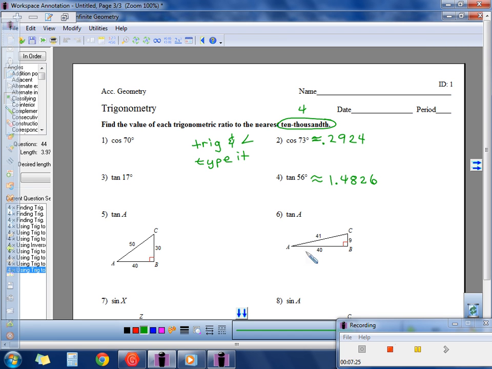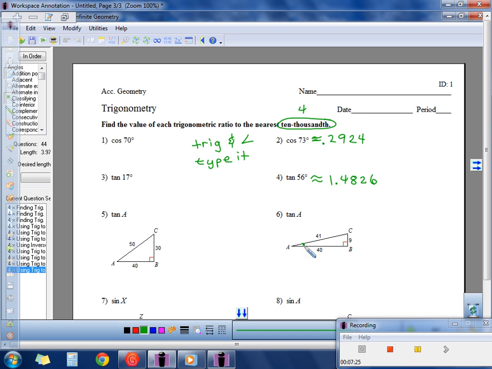Now down here on number 6, it's different. Number 6, they don't tell you tangent and an angle, so you can't type this straight in. So what we're going to do is label the triangle like we did earlier. First thing you got to focus on is an angle, and it tells you which angle to focus on. It tells you tangent of angle A. So we're going to put our little angle mark in angle A. Don't worry about putting theta in there. As long as you have an angle mark of some type, you're good to go.